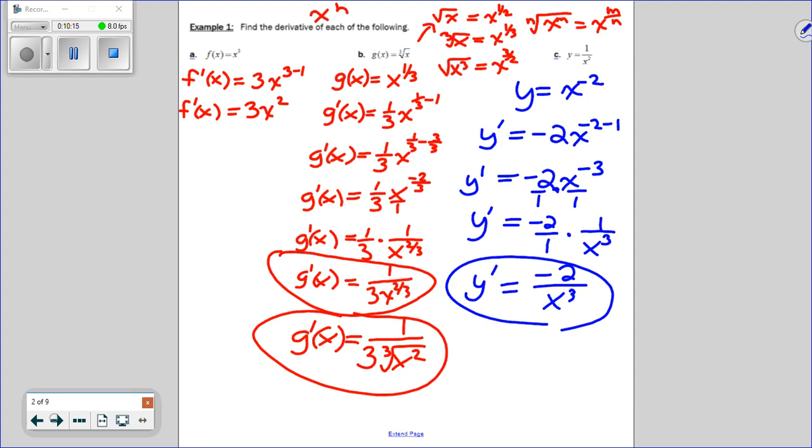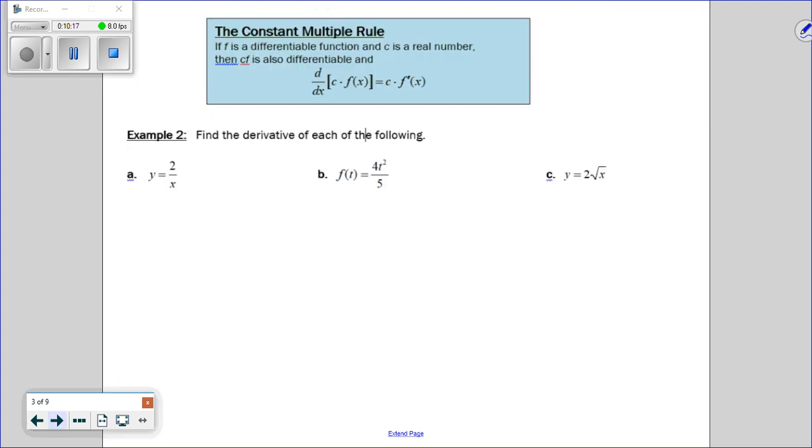Okay. So again, the calculus here is super easy. Sometimes it's the algebra that's difficult, dealing with all these different exponents, properties of exponents, fractional exponents, negative exponents, all that good stuff. Well, this rule can sometimes make finding the derivative a little bit easier. It's called the constant multiple rule. You might remember we had a similar rule for limits.